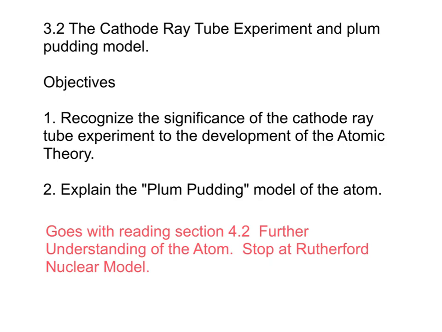So this is lesson 3.2. We're going to look at the famous cathode ray tube experiment and the plum pudding model. The first objective is to recognize the significance of the cathode ray tube experiment to the development of the atomic theory. Hand in hand with that, we're going to explain the new and improved plum pudding model of the atom that came out of the cathode ray tube experiment results.